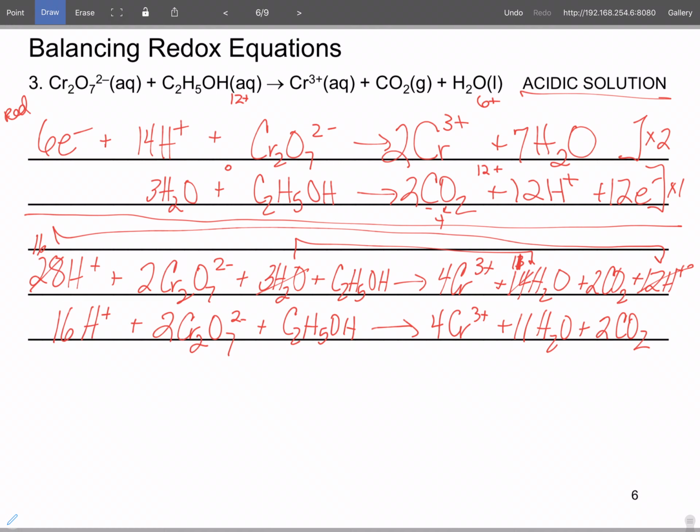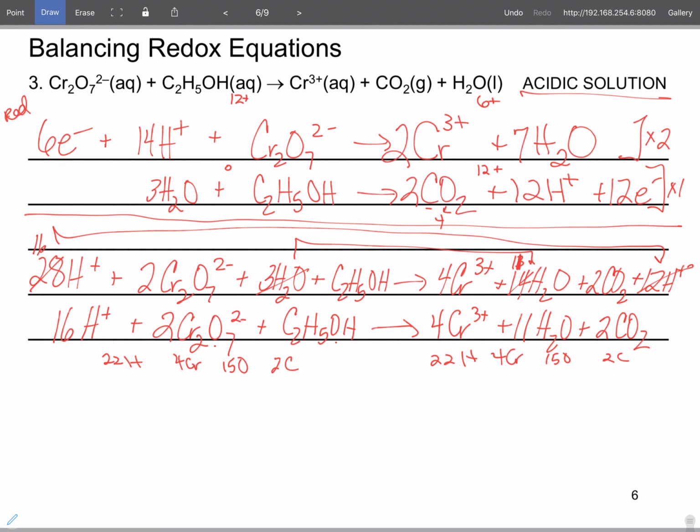I've got 16 hydrogens plus 6. 16 plus 6 is 22 hydrogens. I've got 22 hydrogens. I've got 4 chromiums, 4 chromiums. I've got 15 oxygens because I got 14 here and 1 here. That's 15. So here I have 11 plus 4 is 15 oxygens. I have 2 carbons. And so I've covered everything.